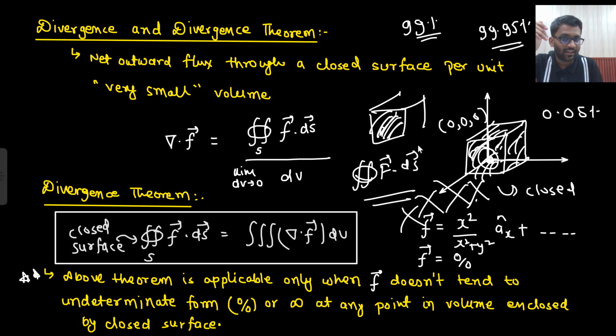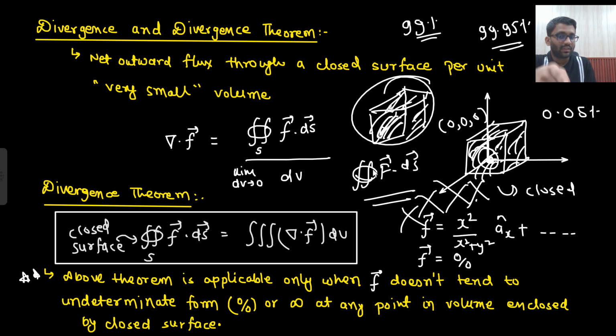But if I give you a cube, which is made from six of these open surfaces, and I ask you to find F dot dS, it is enclosing some volume, so it is a closed surface. If I am asking you F dot dS for a closed surface, then you can apply this theorem. That is the important point.